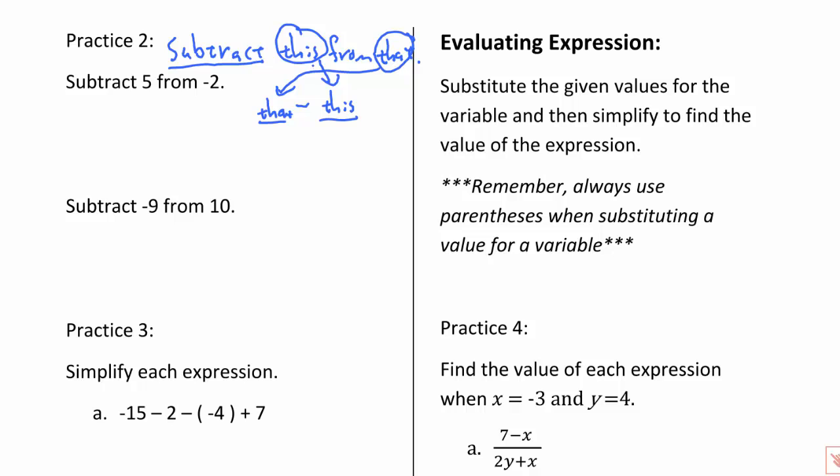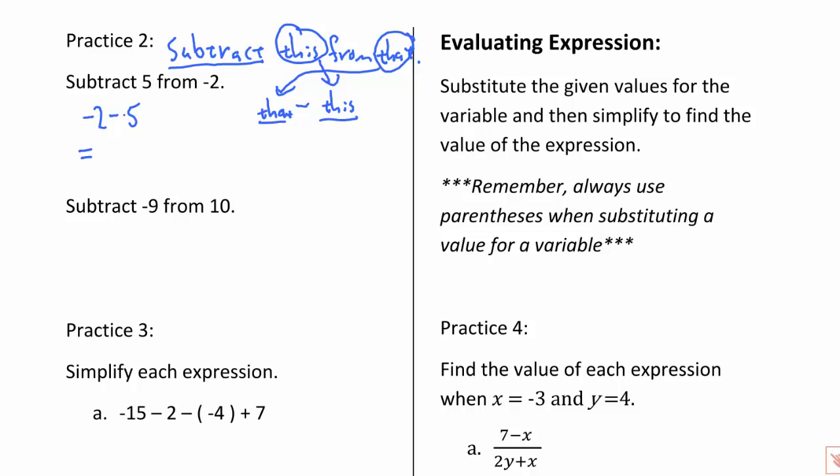The problem is that most people forget that you need to switch this around. Think of it this way. If you say subtract 4 from 7, you get 3, right? How do you get 3? 7 minus 4. So the order in which they appear here is actually switched from what you want to write down. So this says subtract 5 from negative 2. That means that the negative 2 is written first, and then subtract off the 5.